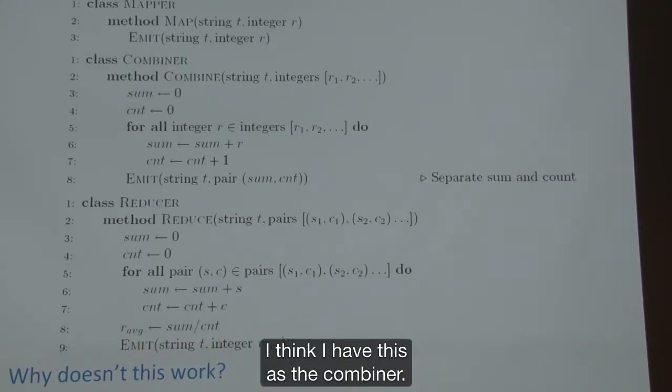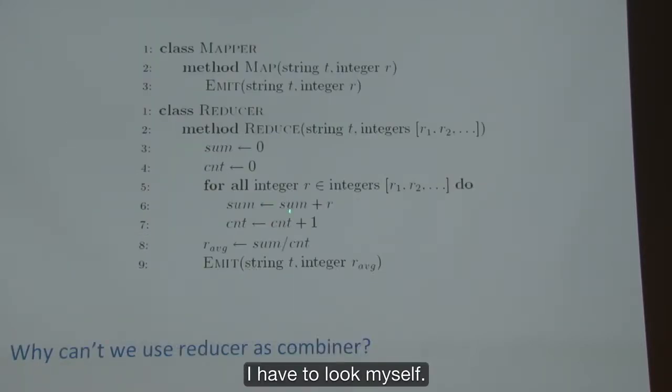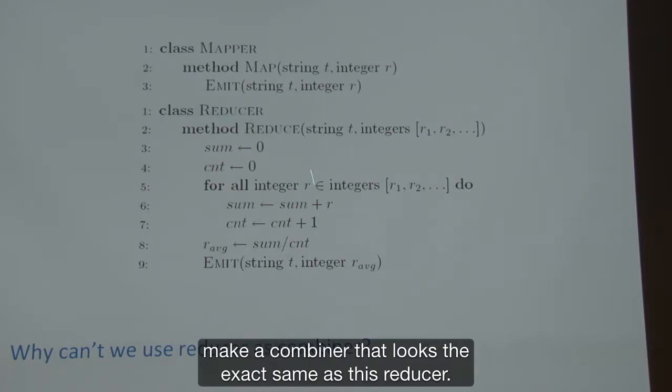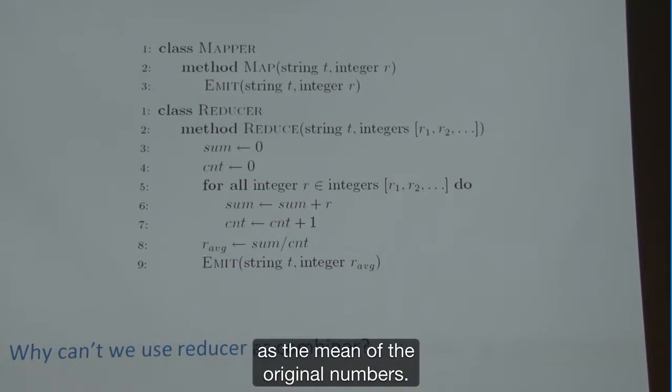I think I have this as the combiner. I have to look myself. So I'm claiming that I can't just make a combiner that looks the exact same as this reducer. Why? Because when combining separate averages, you need to know the weighted average. Yes, because the mean of means is not the same as the mean of the original numbers, right? This might run once, several times, and I have the reducer afterwards again.